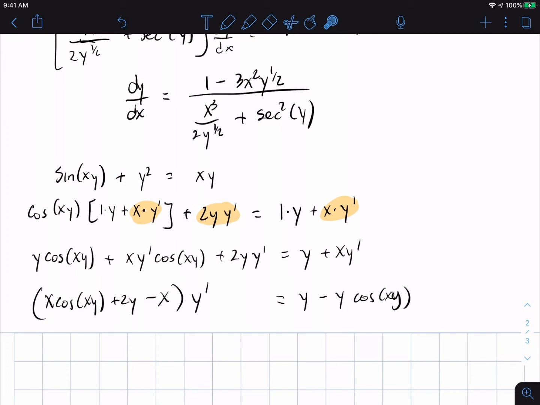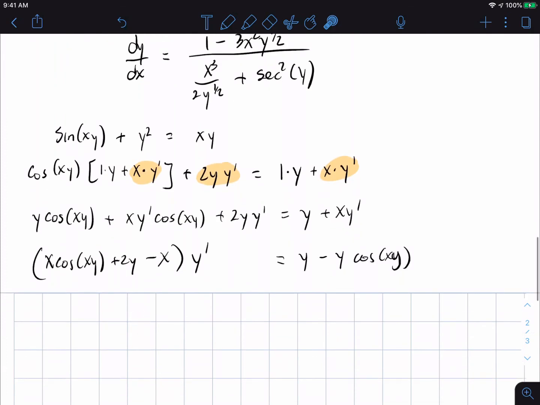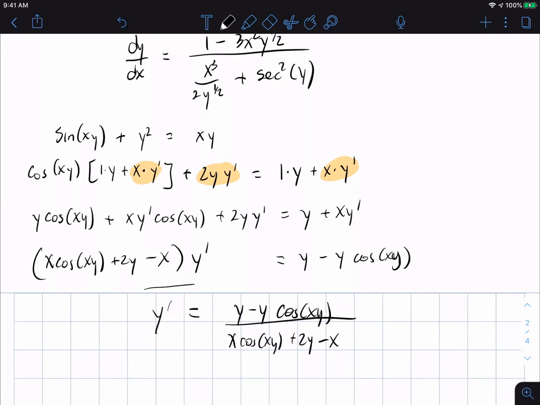Yeah, it's just algebra with letters and stuff, right? Not just algebra. It is just algebra, but it's sketchy algebra, right? So then the next thing I need to do is get y prime alone, and so I'm going to get y minus y cosine xy over x cosine xy plus 2y minus x, and that's my answer.